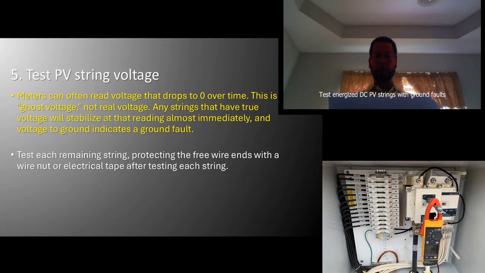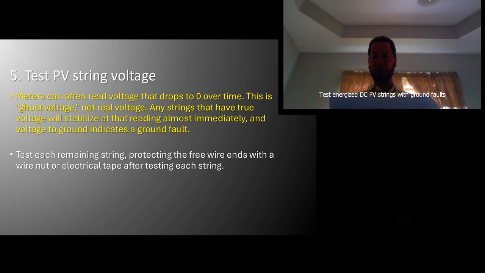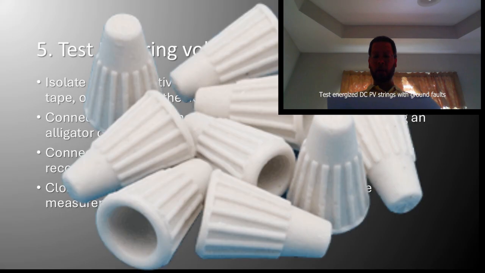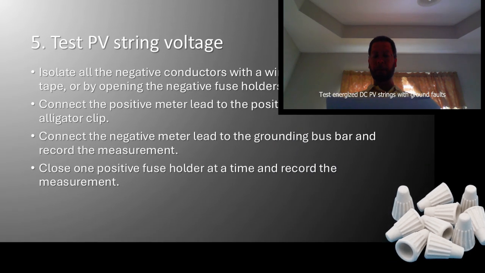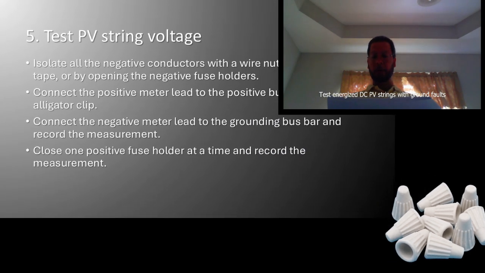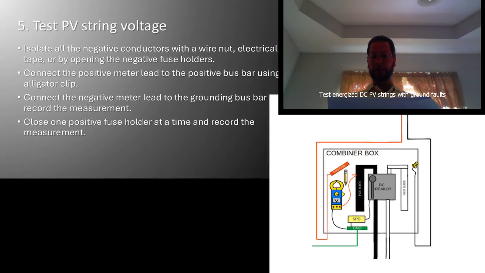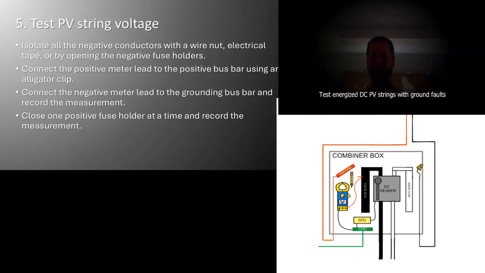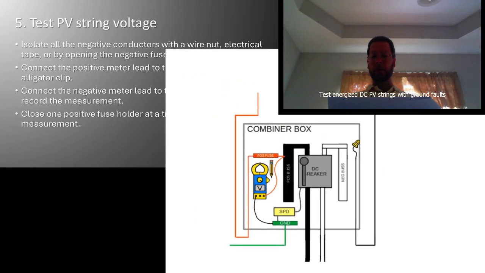fault. Test each remaining string, protecting the free wire ends with a wire nut or electrical tape after testing each string. Isolate all the negative conductors with a wire nut, electrical tape, or by opening the negative fuse holders. Connect the negative lead from the meter to the grounding bus bar and record the measurement. Close one fuse holder at a time and record the measurement.